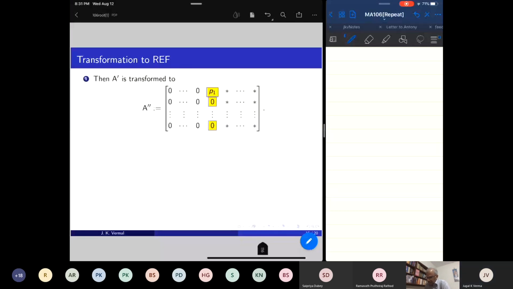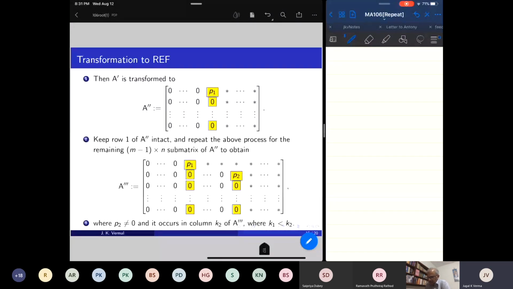Then we arrive at this A double prime, and now forget the first K1 columns and the first row. I get a smaller matrix, and with this smaller matrix we repeat the procedure. Keep row 1 of A double prime intact. Repeat the above process for the remaining m-1 cross n submatrix of A double prime. We get another pivot P2, and all the entries below pivot P2 have to be converted into 0.